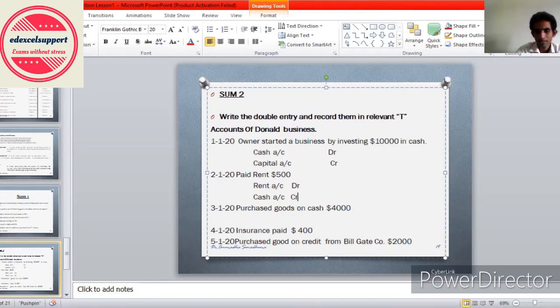Next one is purchase goods on cash. So remember, it's purchase of goods. When purchase of goods is there, the purchase account will come. You pay money to purchase goods, therefore two accounts should be there. I'll write one account here: the purchase account. And the other account should be the cash account.